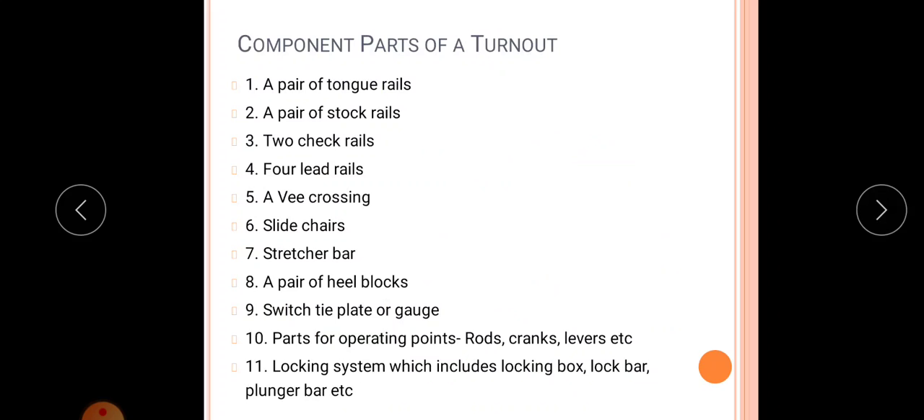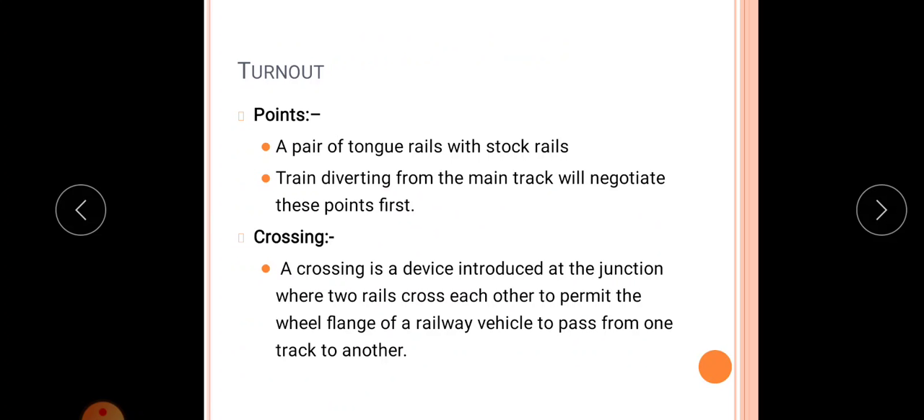points and crossing, there is a pair of tongue rails, stock rails, check rails, lead rails, a V crossing, slide chairs, stretcher bar, pair of heel blocks, switch tie plate or gauge, then parts for operating points like rods, cranks, levers, etc. Then the locking system, which includes locking box, locking bar, plunger bar, etc. I will explain each of these components.